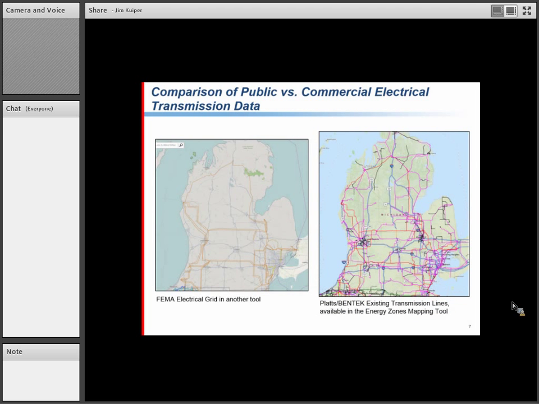Here's the shot of the energy infrastructure data. For the publicly available layer, there's one from FEMA that is somewhat limited in terms of its accuracy, scope, and currency. In contrast, the map on the right was created within the tool, and it shows data from Platts, which was commercially licensed for this project. You can click on any of those lines and get information about those transmission lines. The different colors represent different capacity levels.